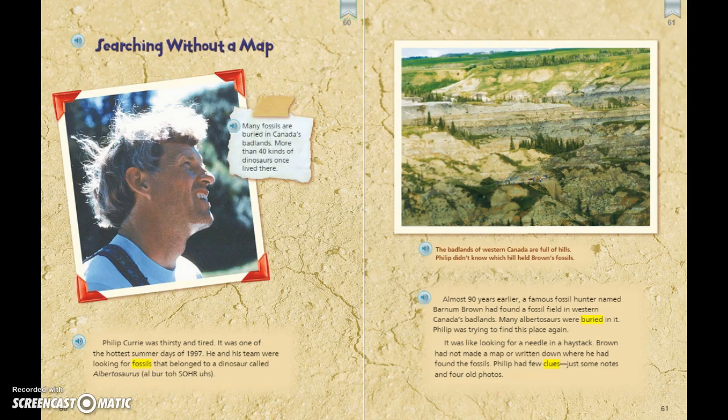Now that you have read the story, we are going to think through the text. I'm going to ask you questions about the different pages and the different things that you read, and I would like you to make sure that you pause the video to discuss and think about it with the learning adult at home. It is very important to talk about your ideas on the story. So why does Philip Currie decide to look for fossils in this part of Canada's Badlands? Why is it so hard for Currie to find the fossil field that Brown once found? And how does Currie know he's found the right spot?